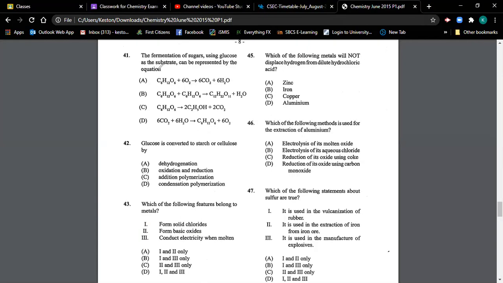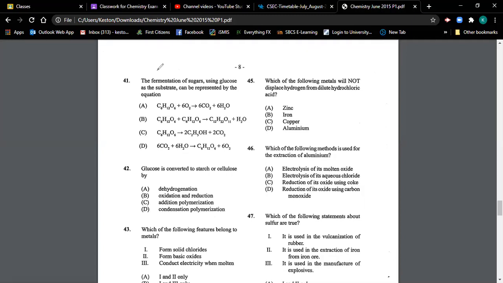Yeah, that was the first time I didn't see that question before. 45. Which of the following metals will not displace hydrogen from dilute hydrochloric acid? Reactivity series. Something that's below hydrogen.